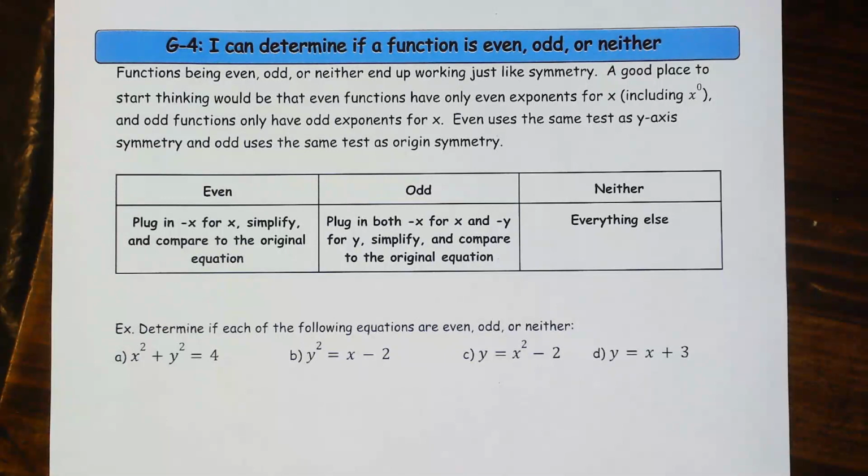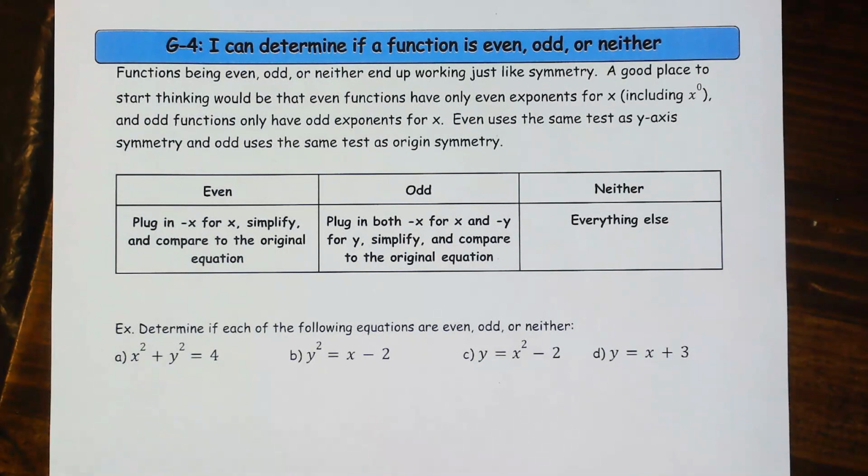I'm going to talk briefly about even, odd, or neither functions. Functions being even, odd, or neither end up working just like symmetry. So a good place to start thinking is that even exponents are going to help you be even, odd exponents are going to help the function be odd, and then even uses the same test as y-axis symmetry, and odd uses the same test as origin symmetry.